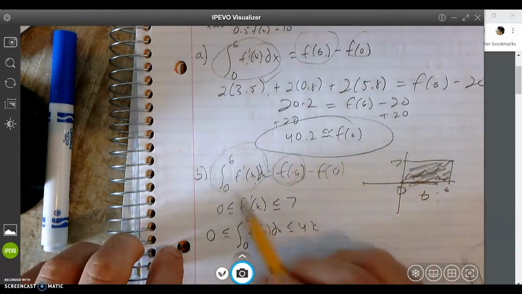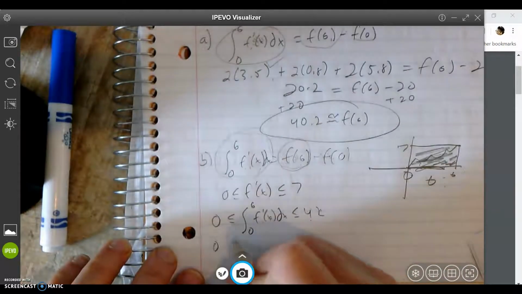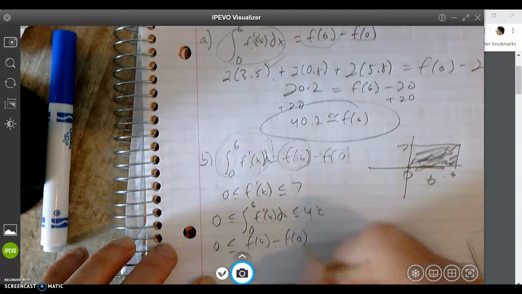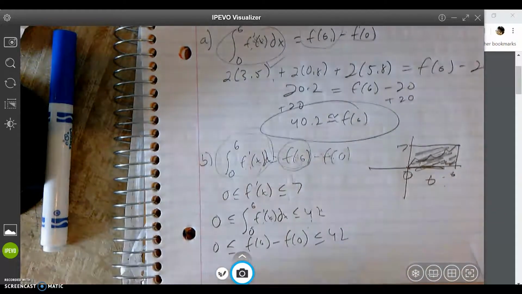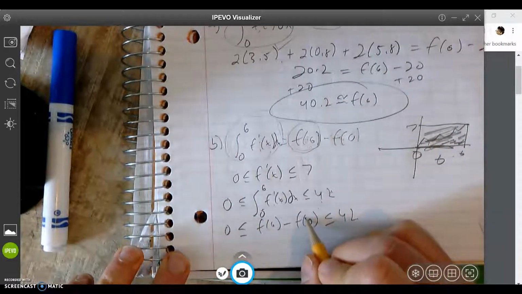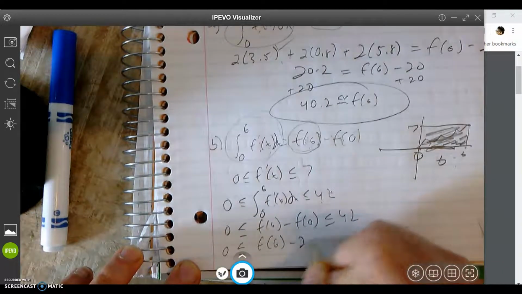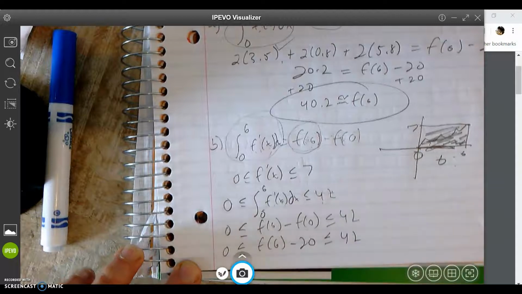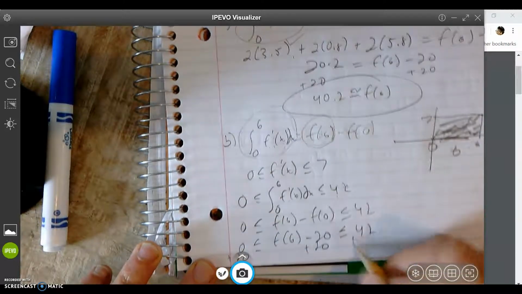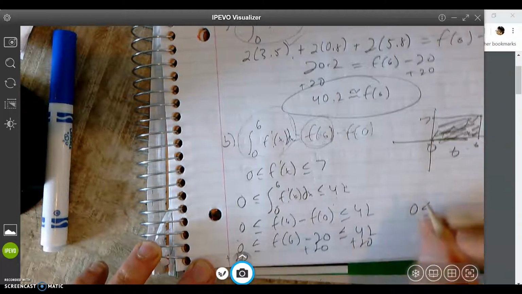So now this equals this, right? So now 0 is less than or equal to f of 6 minus f of 0, which is less than or equal to 42. Because fundamental theorem of calculus says this part equals this part. Okay, so I know that this is 20 because I got that from the original problem. So f of 6 minus 20 is less than or equal to 42. So I add 20 on all the sides, 20, 20, 20, and 0 is less than or equal to, sorry, 20, my bad. 0 plus 20 is 20.